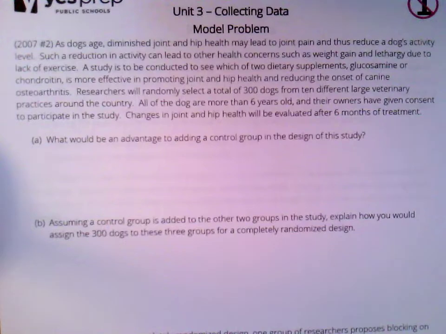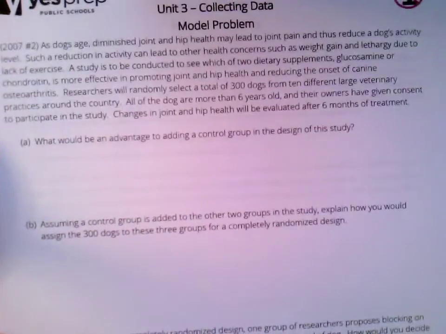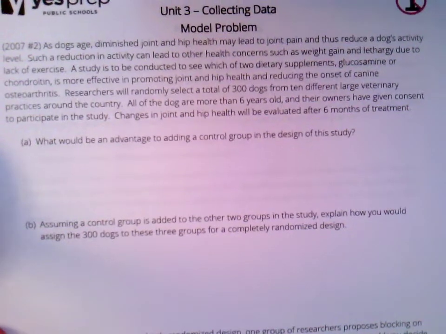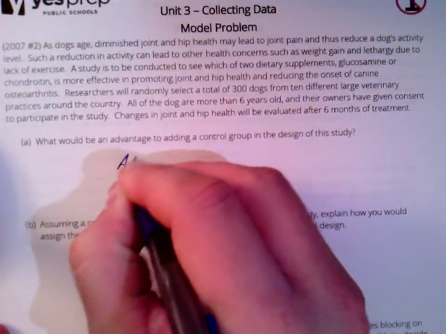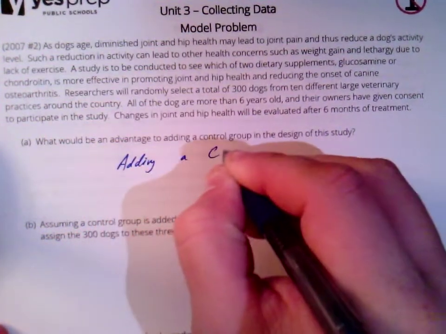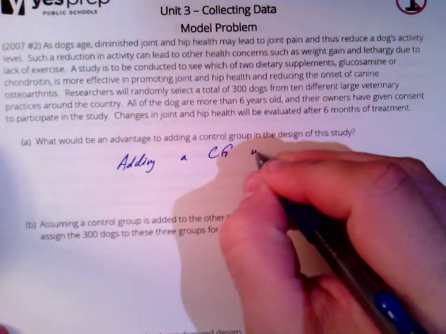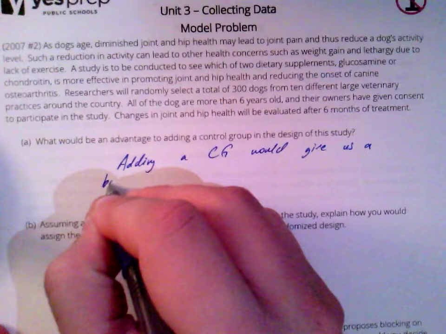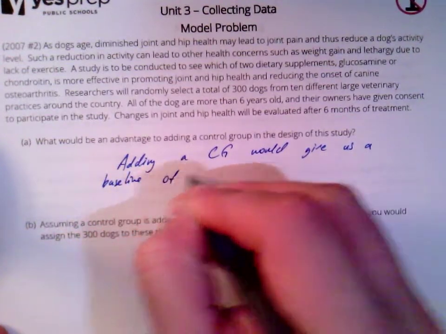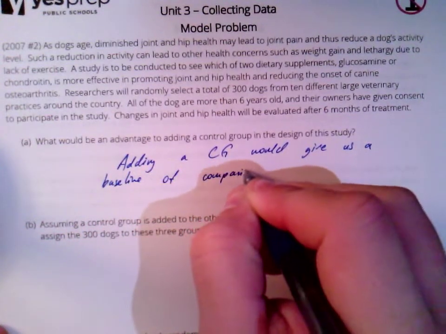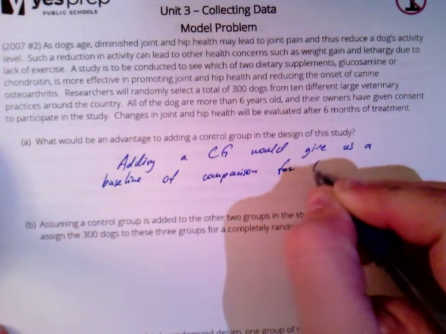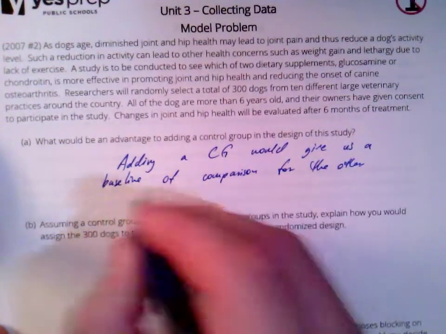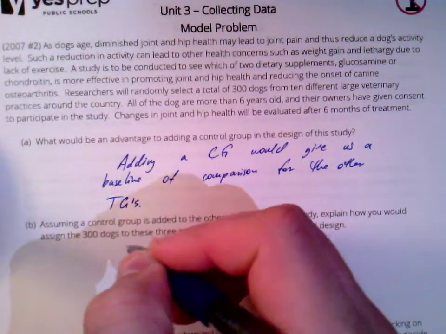All right, so part A, what would be an advantage to adding a control group in the design of this study? Well, for every single study, the benefit of adding a control group is to give us a baseline to compare to. So adding a control group would give us a baseline of comparison for the other treatment groups.